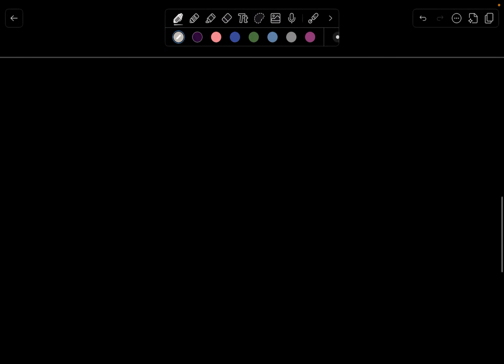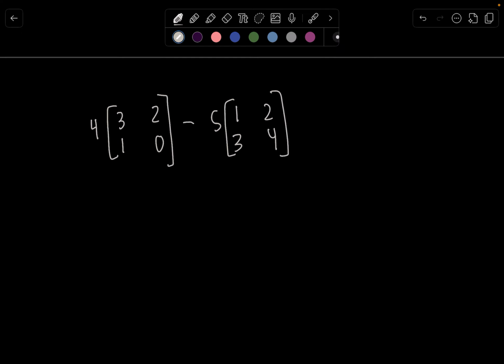You can also combine all the pieces together. So if I have 4 times this matrix minus 5 times this matrix, you're going to scale and then do the math. Now for this problem, you actually have 2 options. So let me write them out.